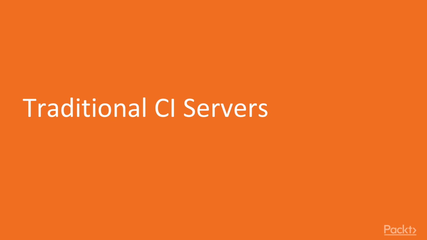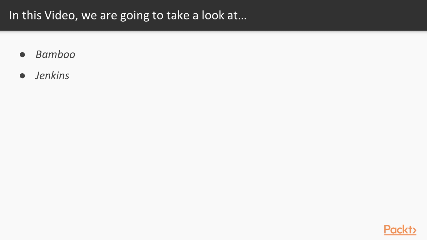Hi guys, this is the next video, traditional CI servers. In the last video, we looked at SDLC and testing types. In this video, we're going to take a look at Bamboo and Jenkins.